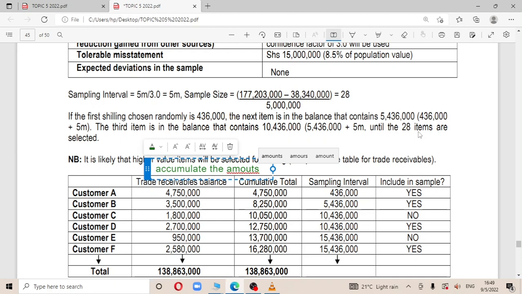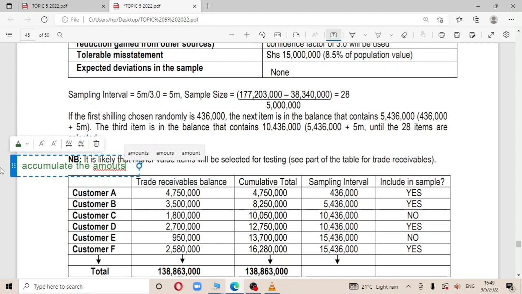Have you ever been on TV and seen those people spinning that thing, and they just stop at once? They select a number. They again stop. They select a number like that. They again stop. They select a number like that. So the sampling interval, you can select it randomly like that, or you can use random numbers like you saw here.